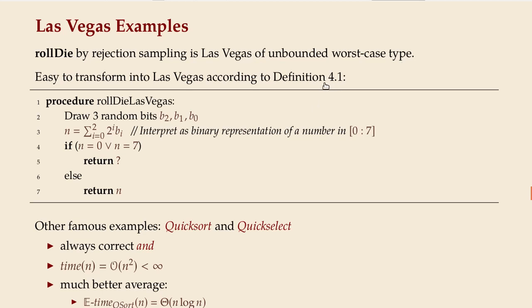We can easily transform this algorithm into one that satisfies this definition for 1, so the ones that can return don't know. By exactly doing that, whenever we would have repeated the procedure, we return the question mark. And you can check that this is only with probability 1/4, so this is fine. And this also gives you a hint on how to realize the general transformation to prove the above theorems.